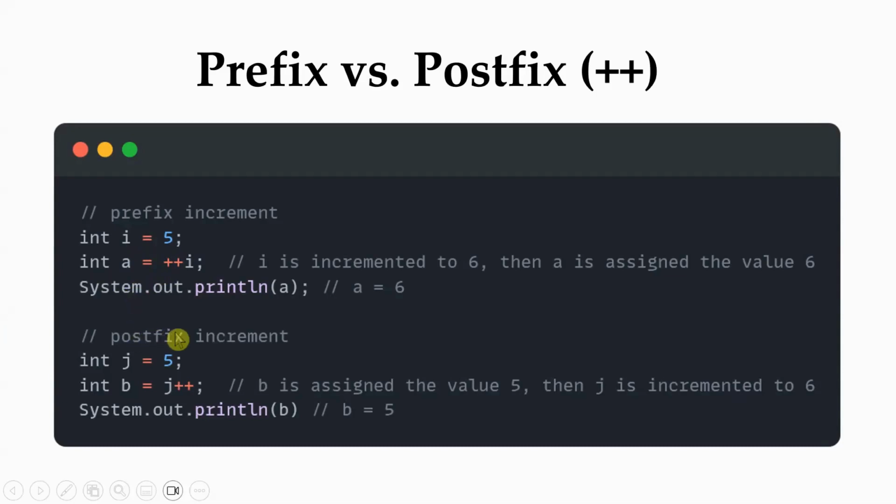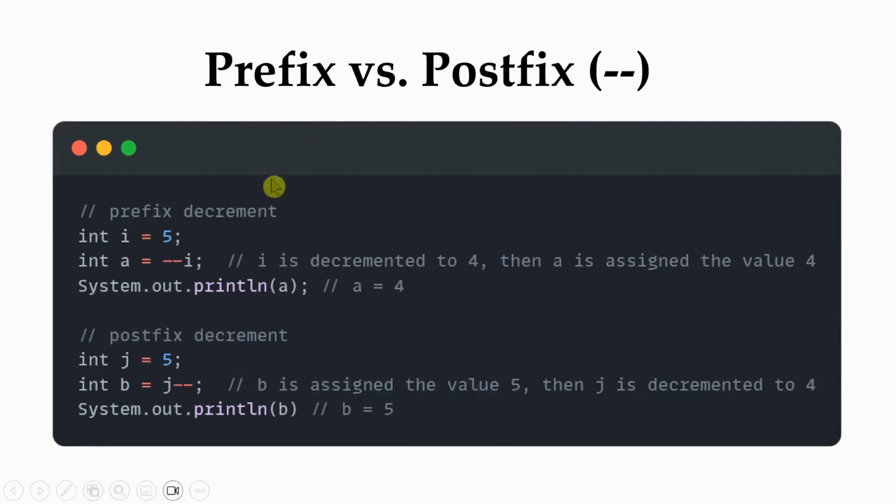Whereas for postfix increment, I will declare a same variable here, j is equal to 5. I do integer b is equal to j++, but because it is a postfix increment, I will assign the original value of j first to b. My original value of j is 5, so b is equal to 5. Then only I do the increment. So when I print b here, I will get 5. The same concepts apply to prefix and postfix decrement.